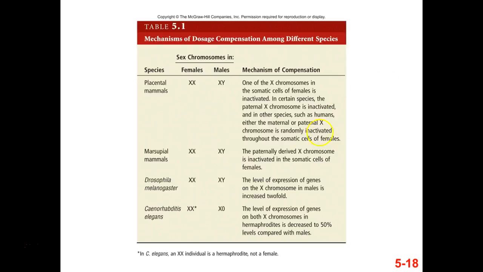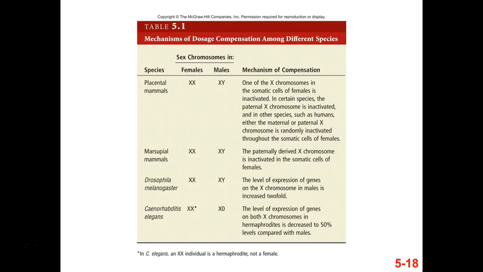In marsupial mammals, the parental-derived X chromosome is inactivated in all of the somatic cells of females. So what is parental? Paternal. Father. Right? So they have some way to know that that X chromosome came from dad, and we're not going to use it in females. They're just going to use the X they got from their mom. So that affects patterns of inheritance, right? Especially when we talk about X-linked characteristics.